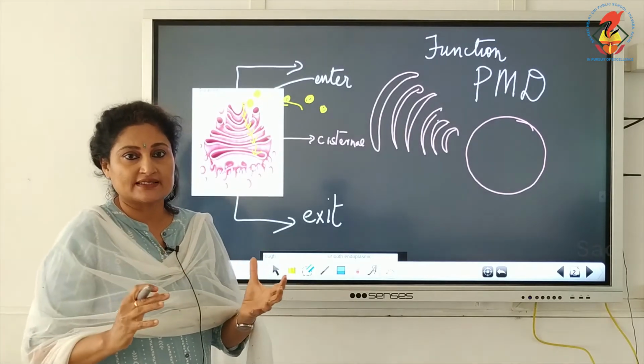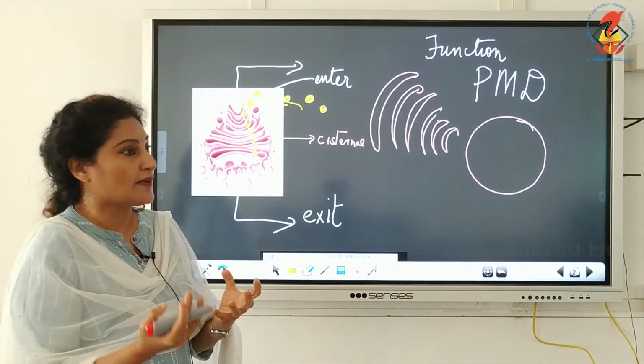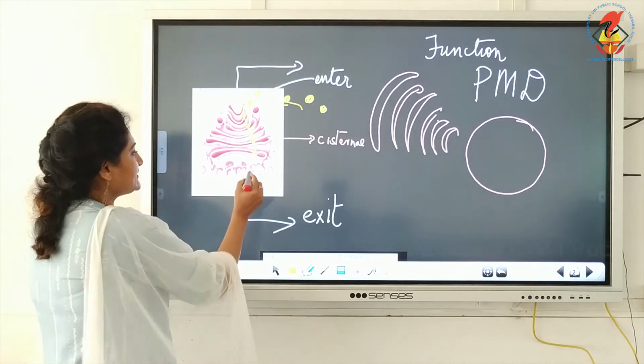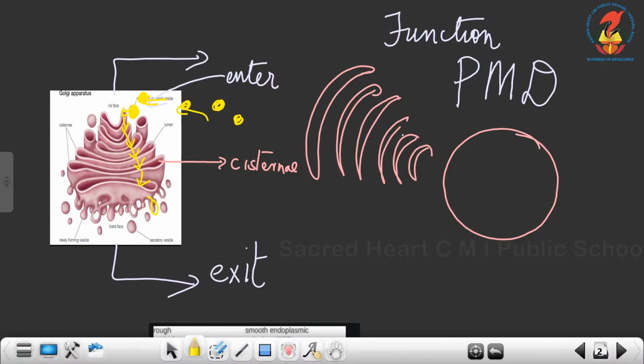How is the packing done? It is getting covered with a membrane, and it gets modified, and finally it is dispatched. How is it dispatched? It gets pinched off as vesicles. See, it gets pinched off as membrane bound vesicles. This is the way it is getting dispatched.